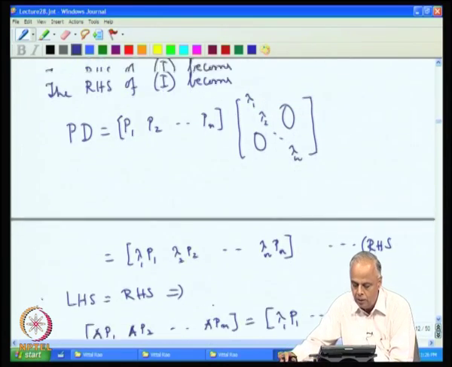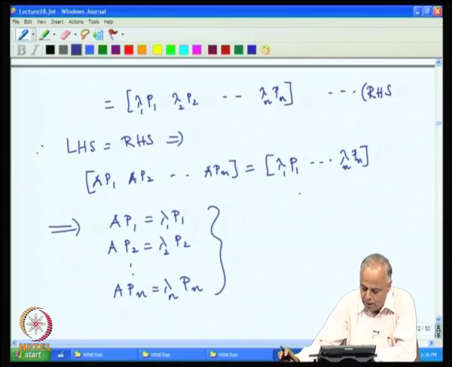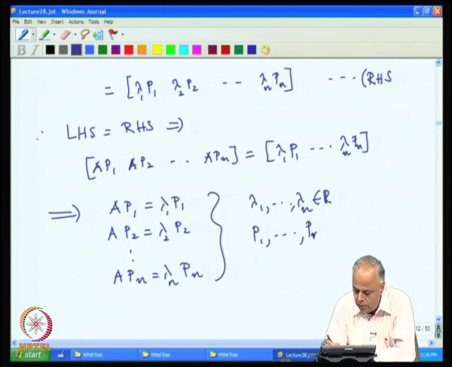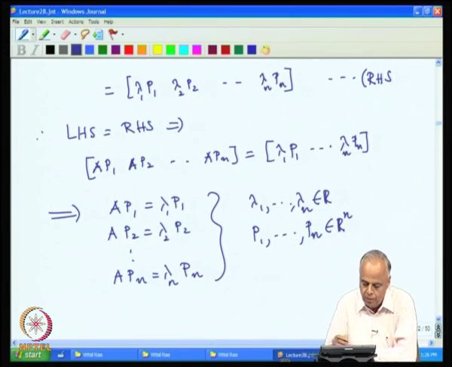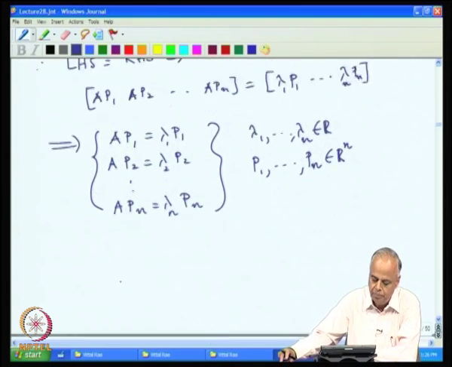Now, let us go back. This lambda 1, lambda 2, lambda n are the entries in the real diagonal matrix D and therefore, lambda 1, lambda 2, lambda n are scalars. So, they are real numbers. Recall that the columns are all in R n, they are all column vectors and they have n components. Thus we get A P 1 equal to lambda 1 P 1, A P 2 equal to lambda 2 P 2, A P n equal to lambda n P n.